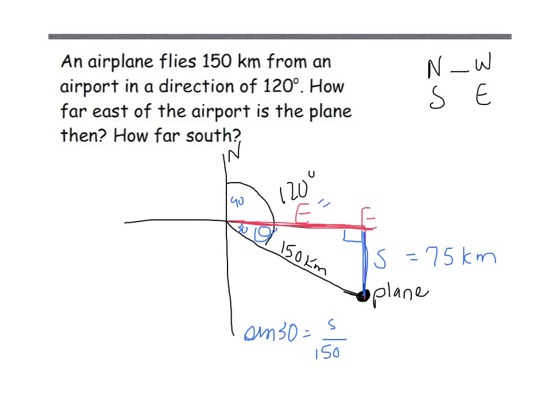And then east would be 75 times the square root of 3 kilometers, which doesn't tell me exactly how much that is. So 75 times the square root of 3 is about 129.9 kilometers. Does that make sense in the context of the problem? It's not bigger than the hypotenuse, so yes, I'm okay with that.